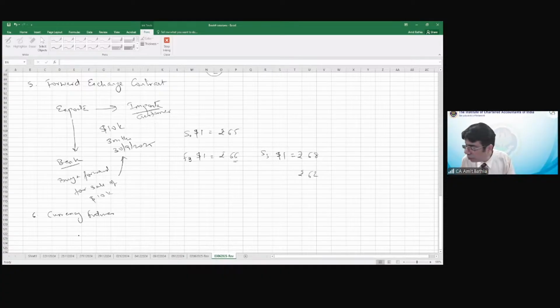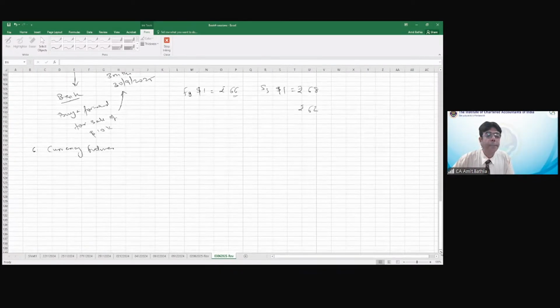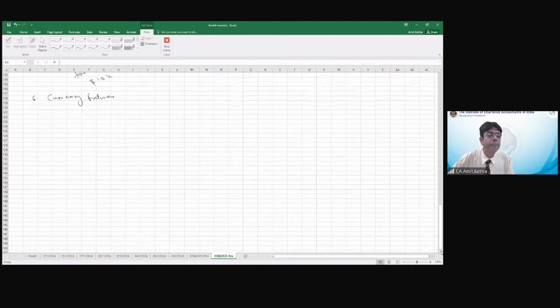What is the meaning of currency futures? Yes, anybody? Here, without the delivery of the currency, only the margin will be squared off and settled. Very good. So like equity. So you are essentially going to be dealing in differences, right?